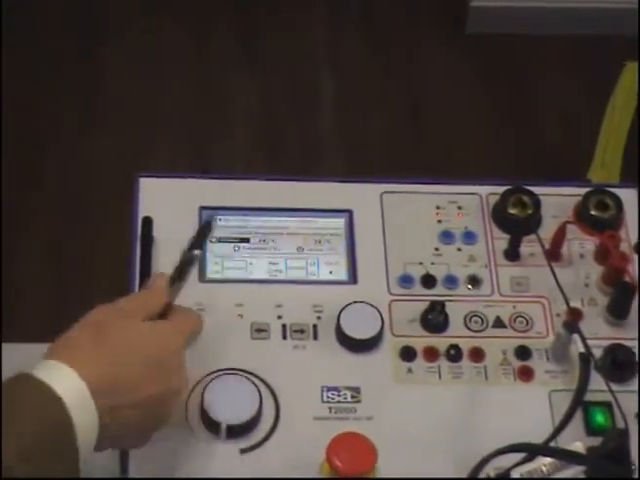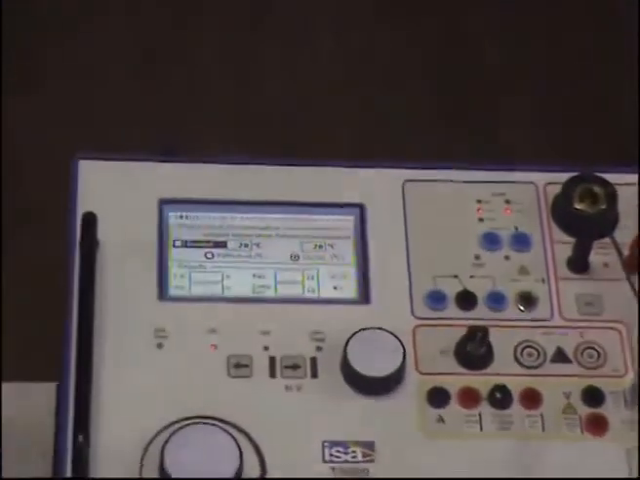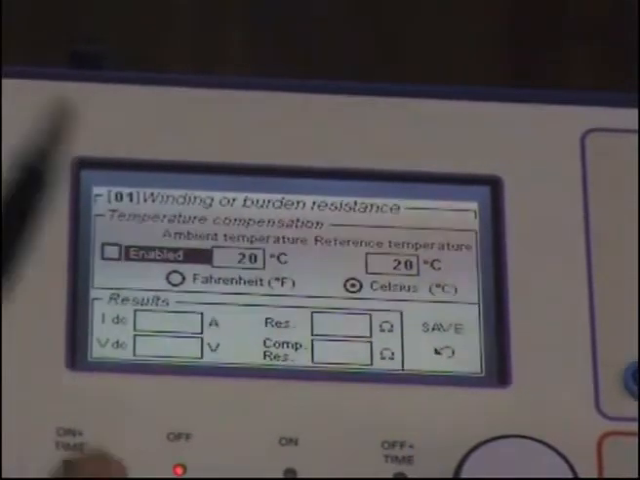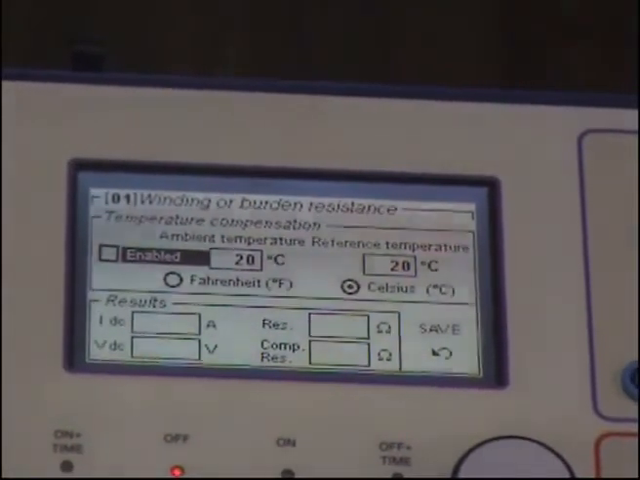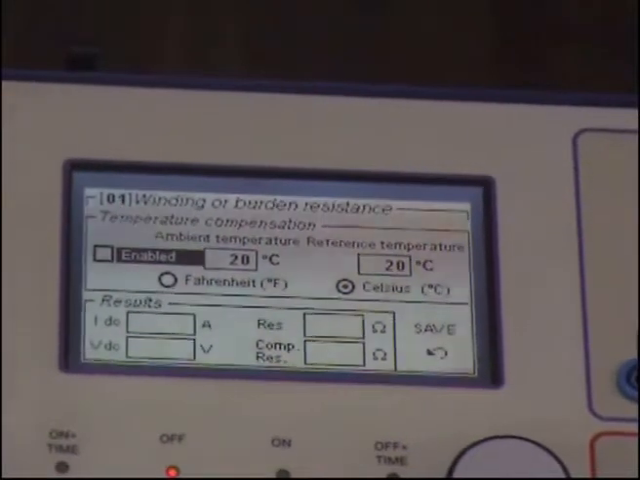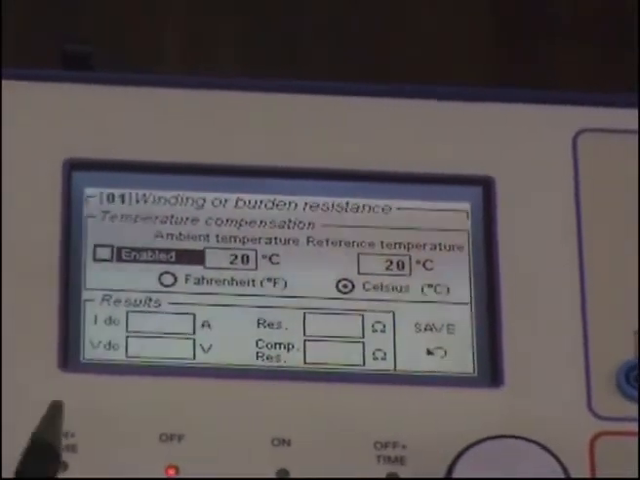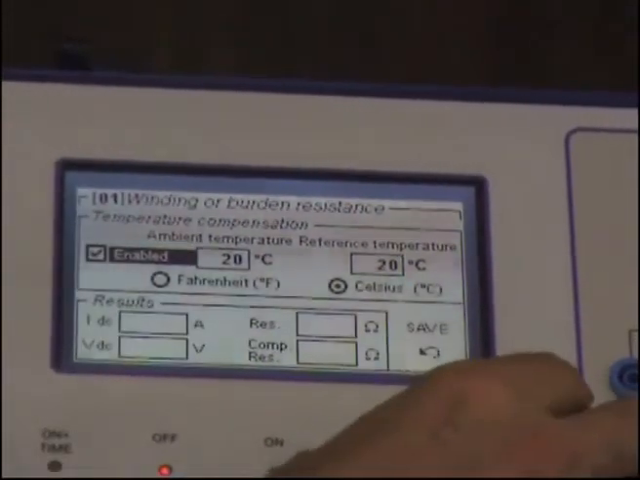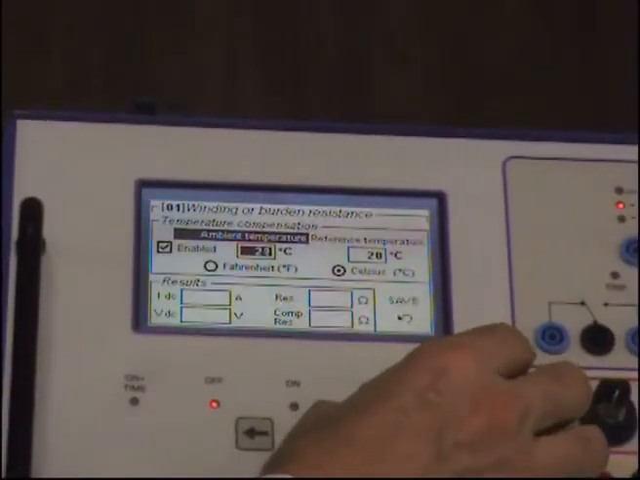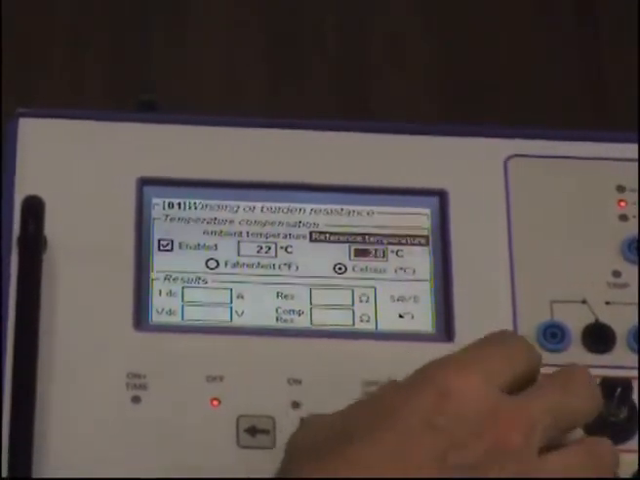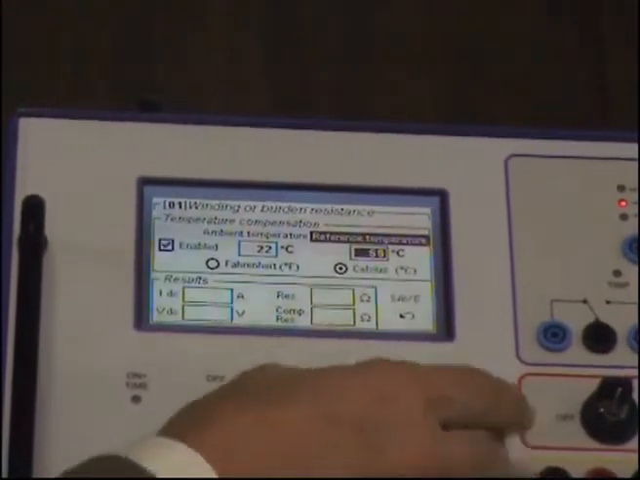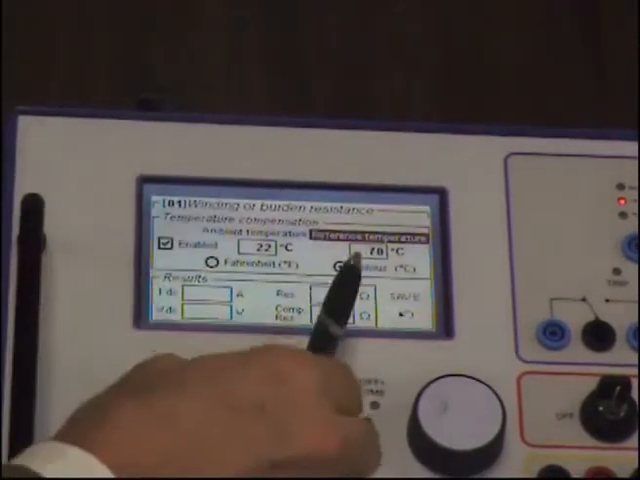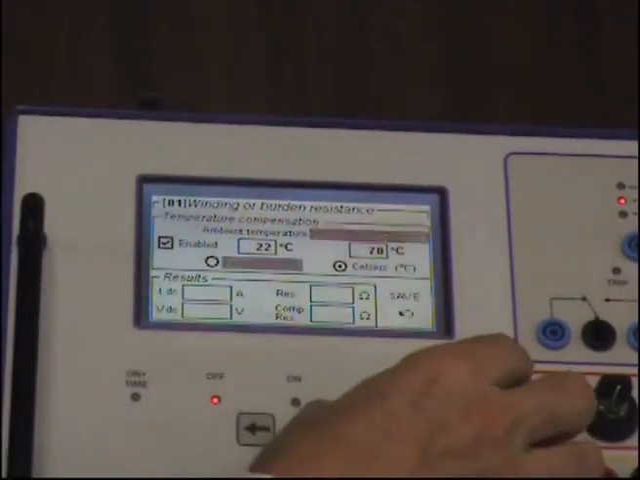So what we can do? First of all, the purpose is to compensate for this change. We know the temperature coefficient of the copper, and we can know what the resistance would be at the reference temperature. So I can enable this. I can say here that the ambient temperature is 22 degrees C, and I want the reference temperature, for instance, at 70 degrees C. Okay? And you have the choice between Celsius or Fahrenheit.